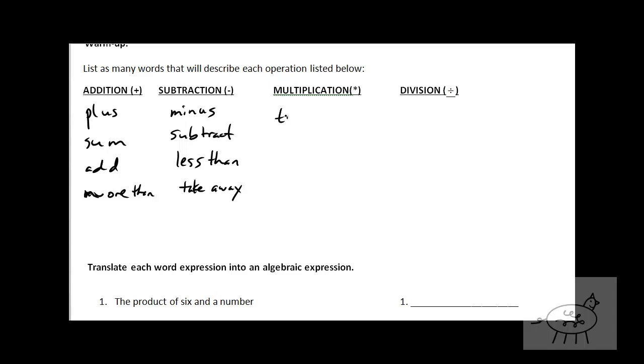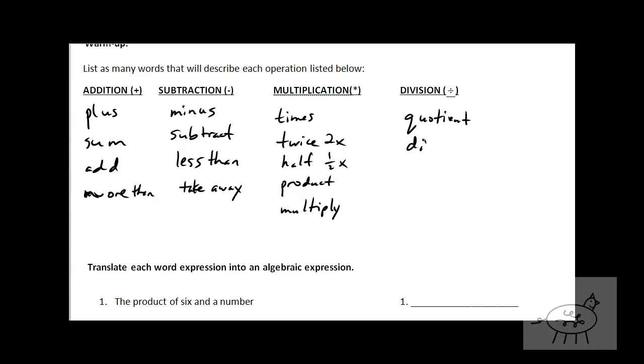Multiplication, you'll see like times. Or let's just say I see something that says twice something, that would be like 2x, or half of something, that would be like 1/2 x. Okay, the word product comes in there, and multiply. All right, division, you'll see the word quotient, and divide. Okay, those are kind of the main ones.